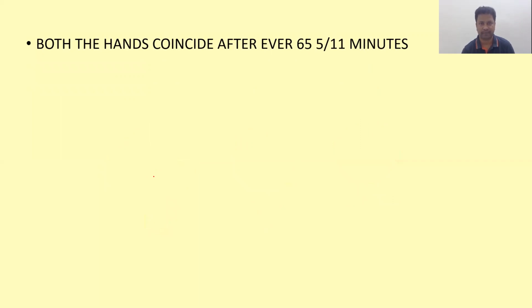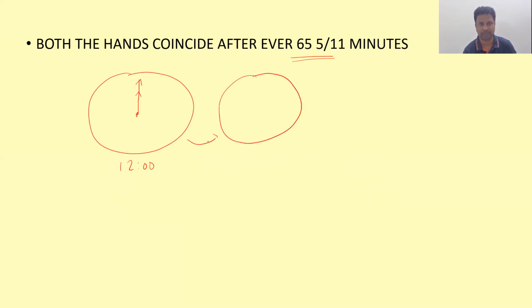Both the hands coincide every 65 5/11 minutes. This is important for UPSC. Once UPSC asks a question from this point: both the hands coincide after every 65 5/11 minutes. We will derive this number, how we are getting it, in the next video. For example, at 12 o'clock both hands coincide. After how much time will the hands coincide again? It will coincide here, around 1 o'clock and 5 5/11 minutes.